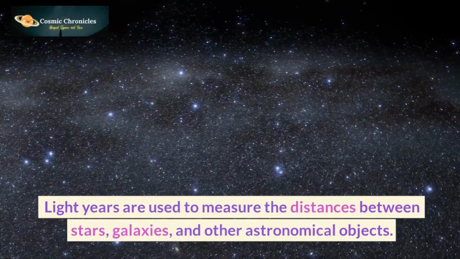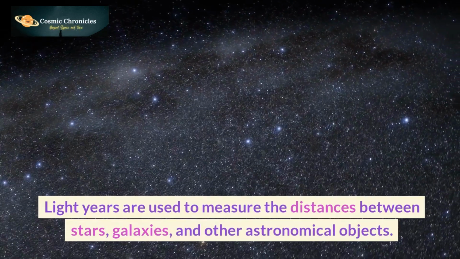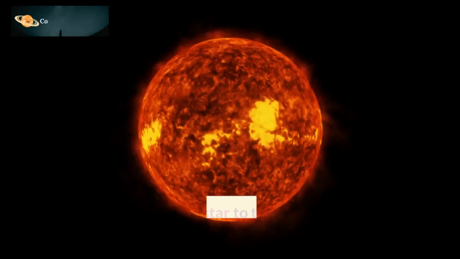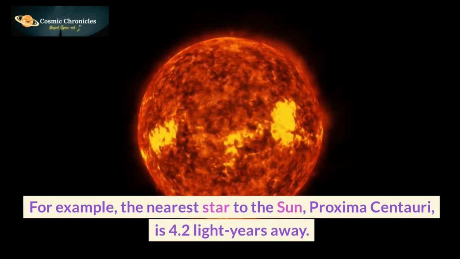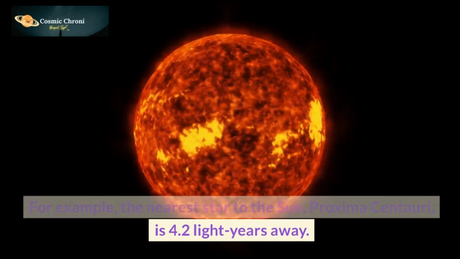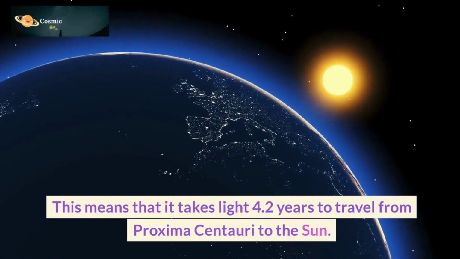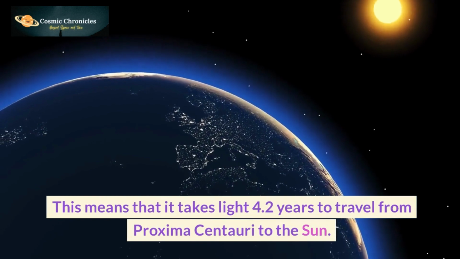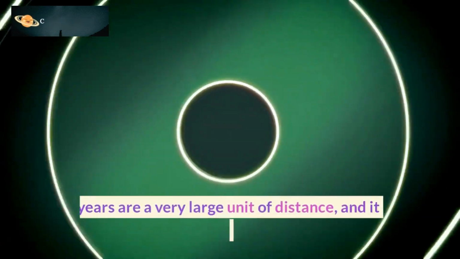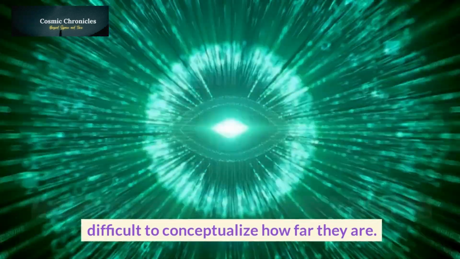Light years are used to measure the distances between stars, galaxies, and other astronomical objects. For example, the nearest star to the Sun, Proxima Centauri, is 4.2 light-years away. This means that it takes light 4.2 years to travel from Proxima Centauri to the Sun. Light years are a very large unit of distance, and it can be difficult to conceptualize how far they are.